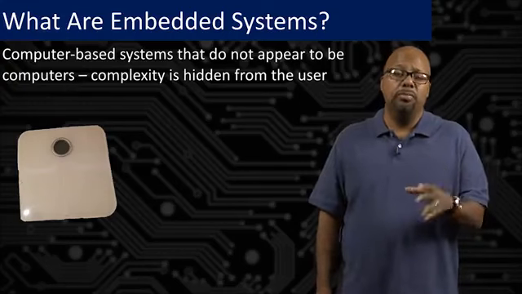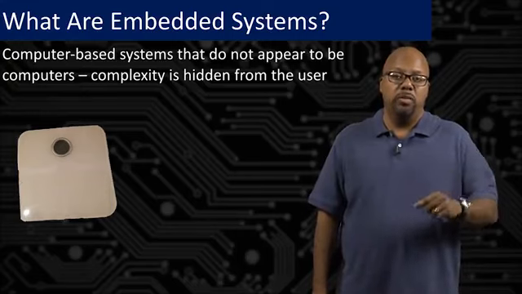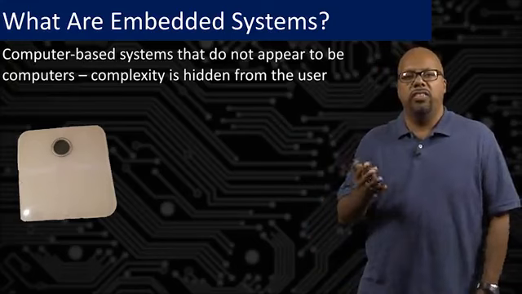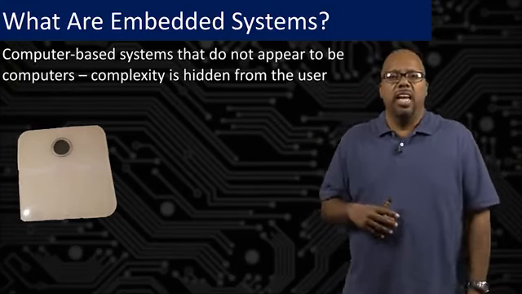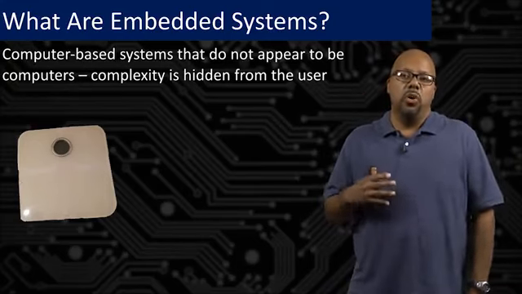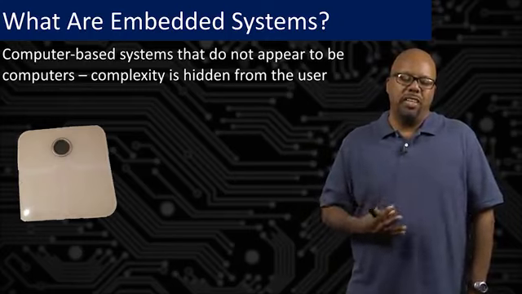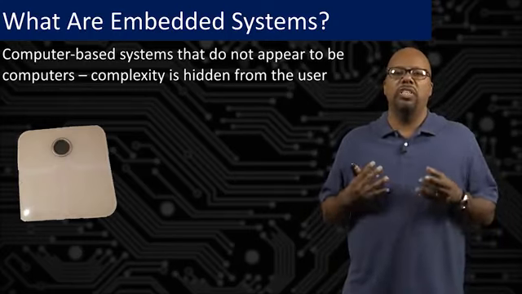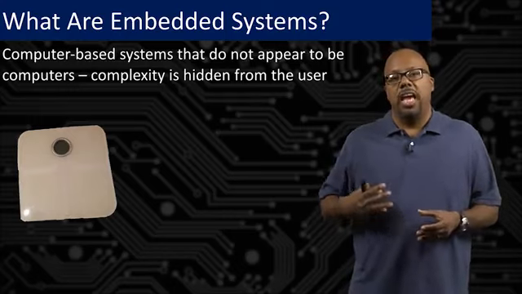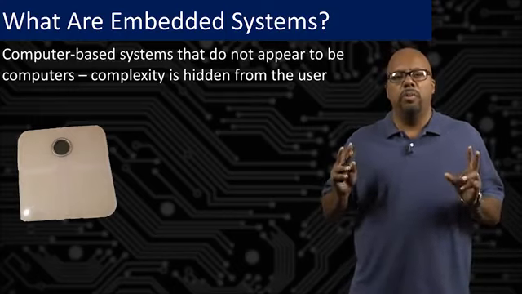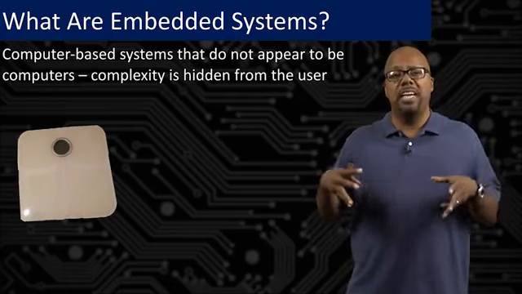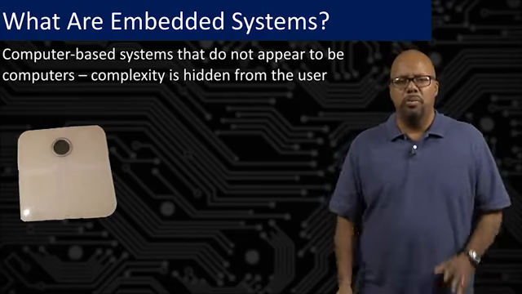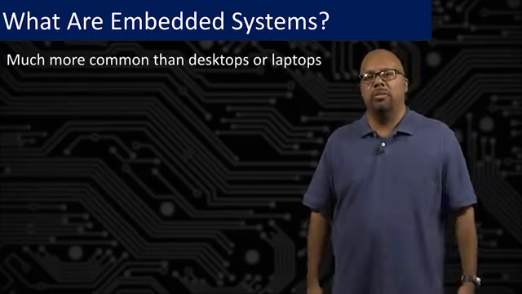Now, an embedded system, and IoT devices are generally embedded, they hide the complexity from the user. So the picture we've got here, this is some kind of a scale, let's say, an IoT scale. The user doesn't have to see the complexity of what's going on inside. The user just knows how to use it. So it has a very simple interface. And this is where the term embedded comes from. The complexity is embedded inside the device, so the user doesn't have to deal with the complexity. So that's what an embedded system is, how the term came about.